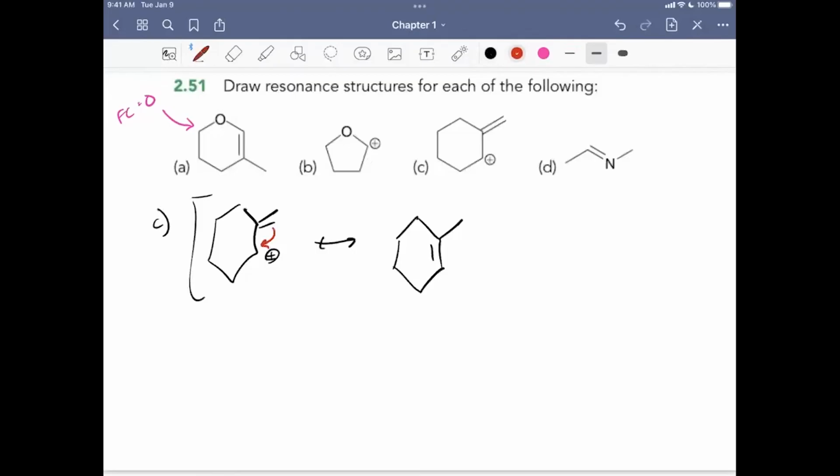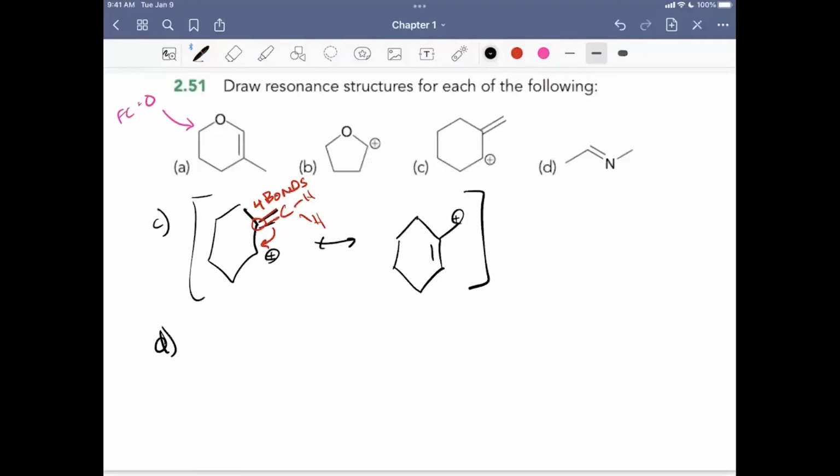Well, let's think about this. This carbon has 4 bonds. This carbon has 2 bonds right here and 2 hydrogens. And when you pull that pi bond away, this carbon has 2 hydrogens still, but it only has 1 bond. So now it has 3 bonds. So that's where your plus charge ends up, at this carbon. All right, and that's the only resonance structure you can do for this one.